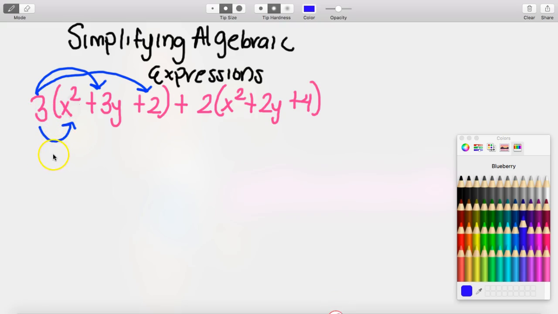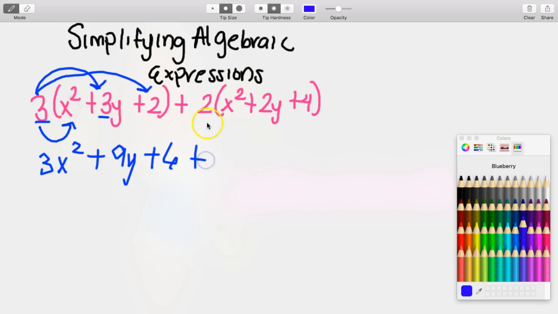We have 3 times x squared, which gives us a product of 3x squared. Then we have 3 times 3y. That plus sign represents a positive 3y, and we multiply the coefficients and keep the variable. So that gives us plus 9y. And lastly, we multiply the constants, which is 3 times 2, which would be 6.